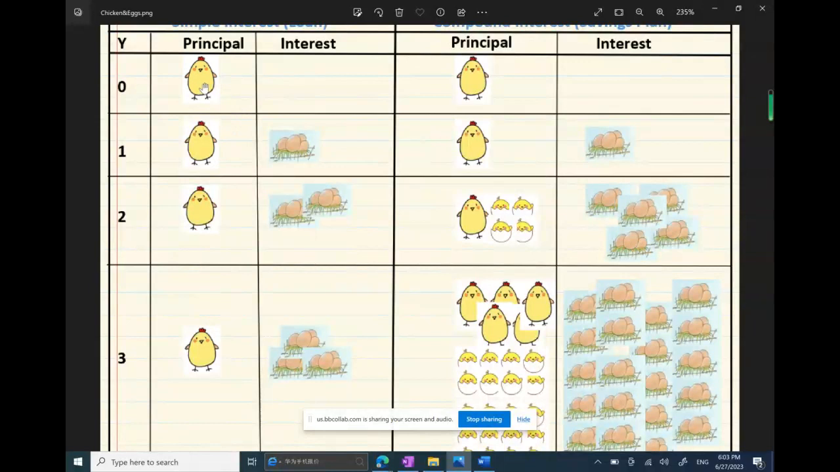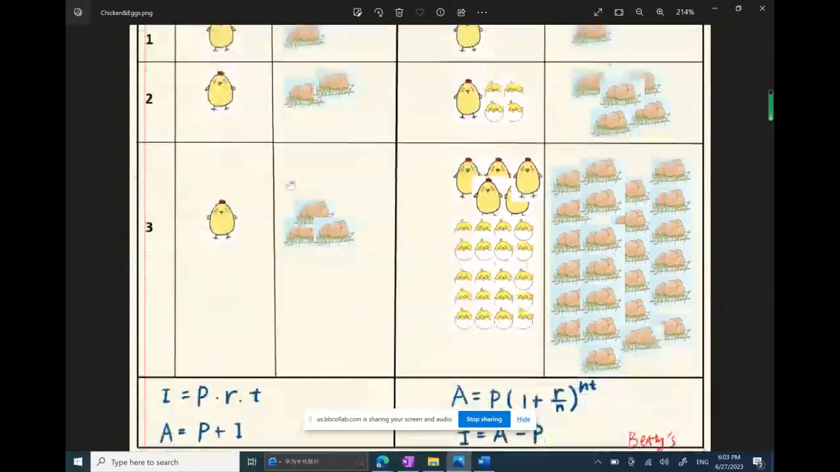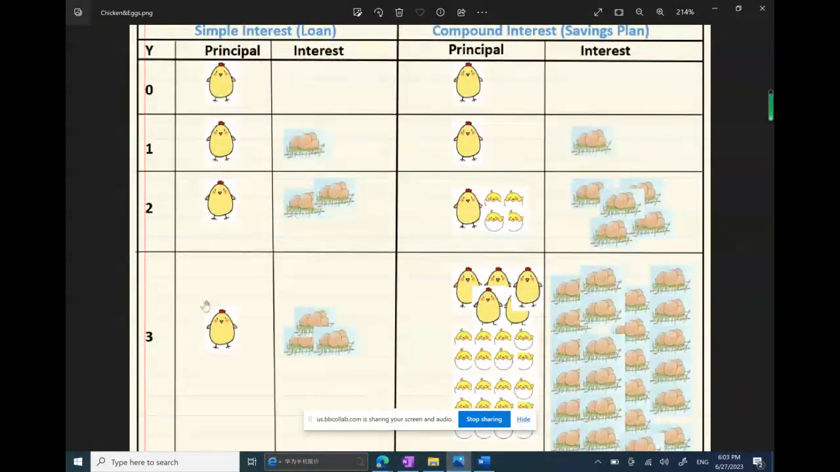So in the case of simple interest, your principal remains the same. The one chicken from the very beginning, that's your principal, remains the same over the years. And every year you have 4 eggs as interest. Then imagine after 10 years. After 10 years, you still have one chicken, that's your principal, and you're going to have 40 eggs as the interest, right? So the important thing about simple interest is the principal remains the same.